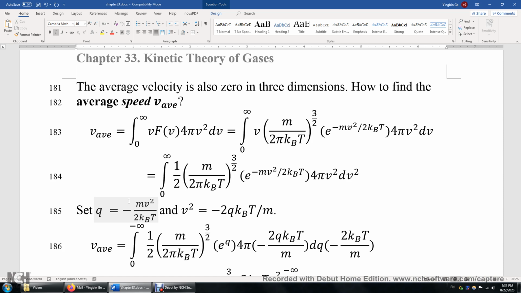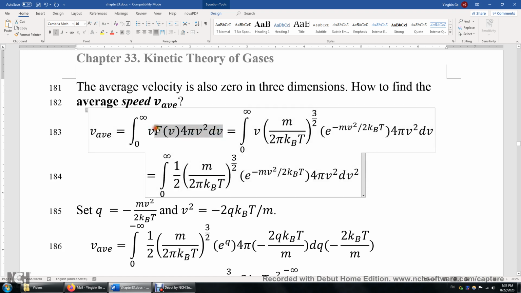You think of a bunch of gas particles. They all move at a positive speed, so the average speed cannot be 0. But how can we find the average speed? Well, it's very simple. You have this part as the probability of finding a particle moving at a speed between v and v plus dv. And then this is the speed v. So really, over here, it's the probability weighted speed.